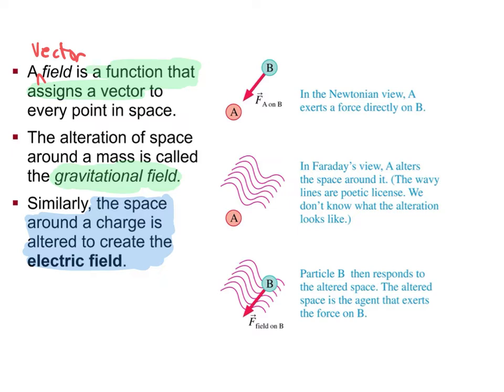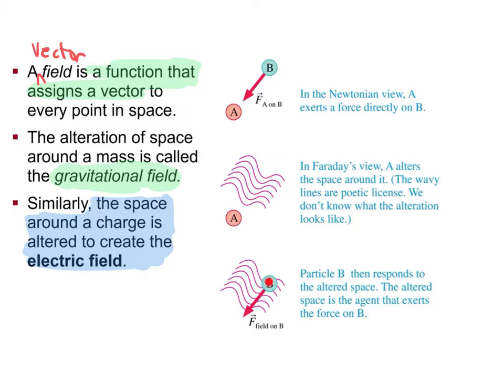Here they have a model of it. If we have a force that A is attracting B with, force A on B, in the Newtonian model this is just a force: A exerts a force on B. But in Faraday's field model, A changes space around it somehow. As they say here, the wavy lines are poetic license. We don't know what the alteration looks like, but somehow space has been altered because of the presence of this charge.